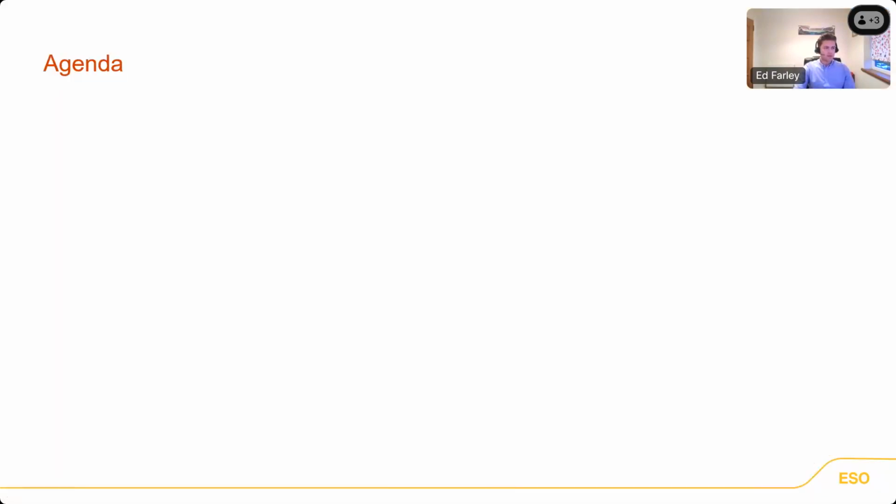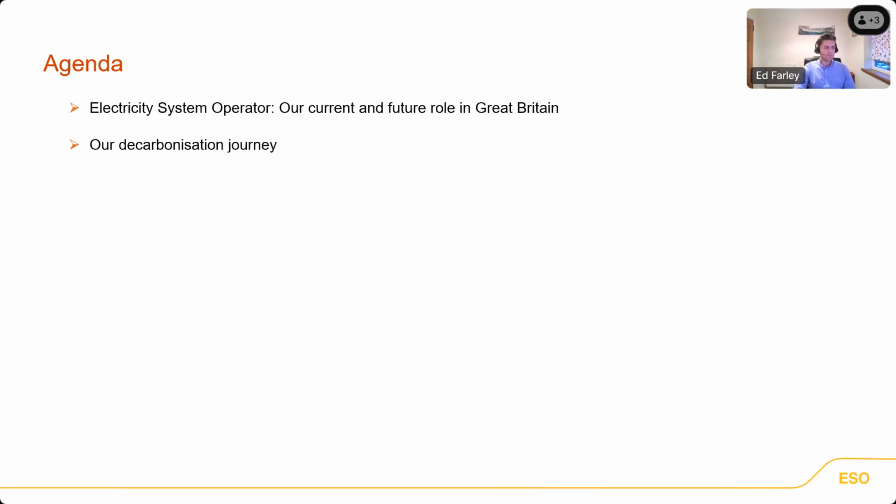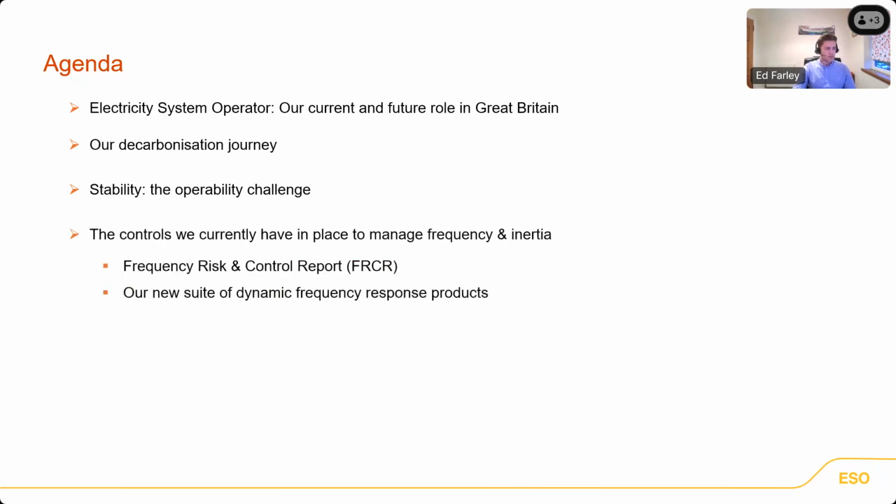Without further ado, I'll get into it and I'll share a little bit about what I'm going to talk about today. So I wanted to introduce, for those of you who don't know, the electricity system operator in GB, what we do, and some quite exciting changes that are happening in a few months' time. Provide a little bit of background on our decarbonisation journey, where are we in it, and what are the key operability challenges that we face. These include those specific to stability. I wanted to touch briefly on the controls that we have in place currently to help us manage frequency and inertia, and why the link between those is important.